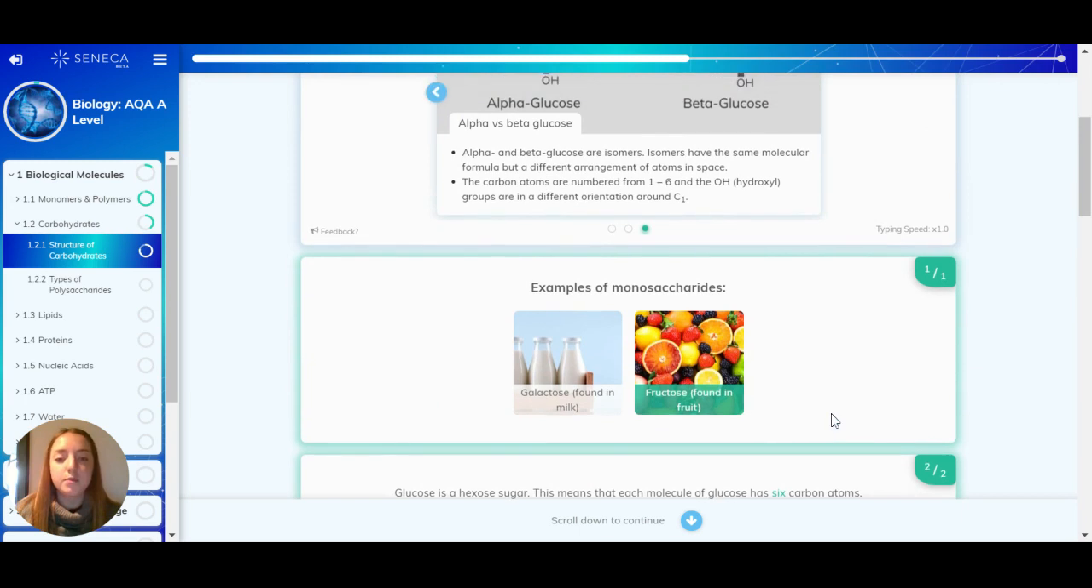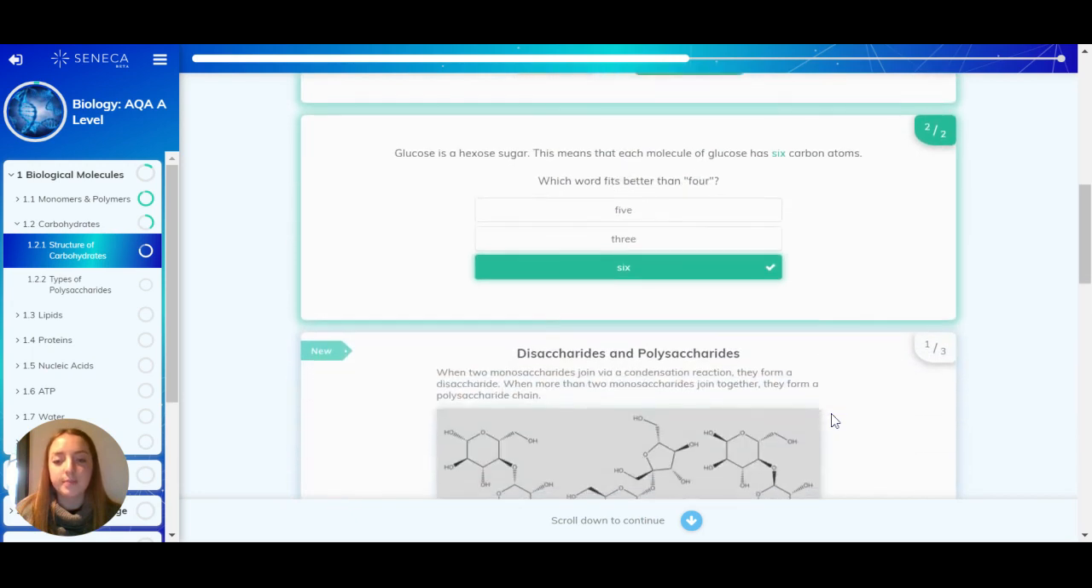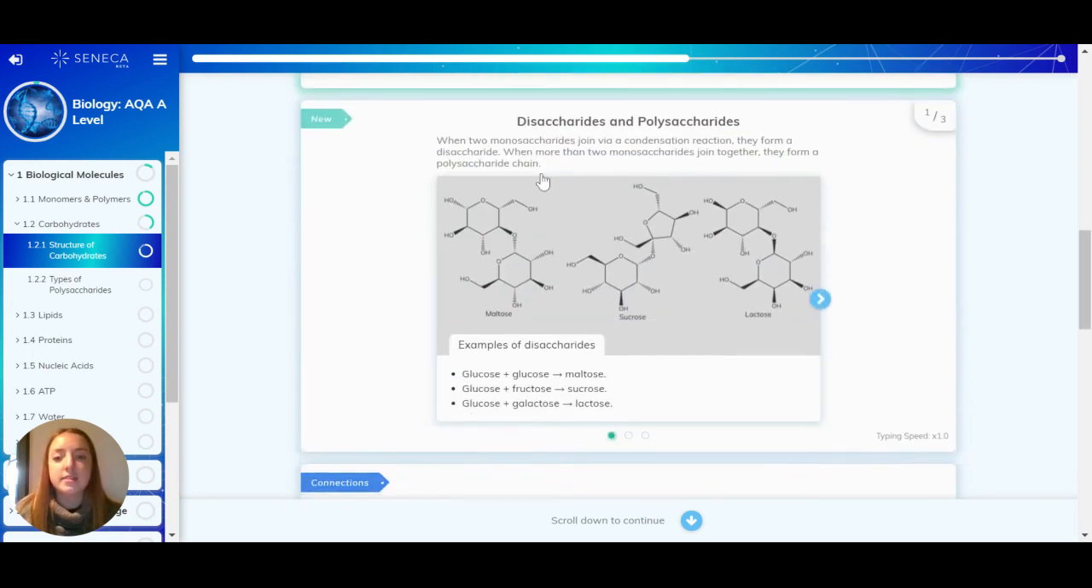So, to recap, some examples of monosaccharides are glucose, galactose, and fructose, and these are simple sugars. When 2 monosaccharides join via a condensation reaction, which produces water, they form a disaccharide. When more than 2 monosaccharides join together, they form a polysaccharide chain. Some examples of these reactions are glucose plus glucose goes to maltose, glucose plus fructose goes to sucrose, and glucose plus galactose goes to lactose. Lots of O's going on there.